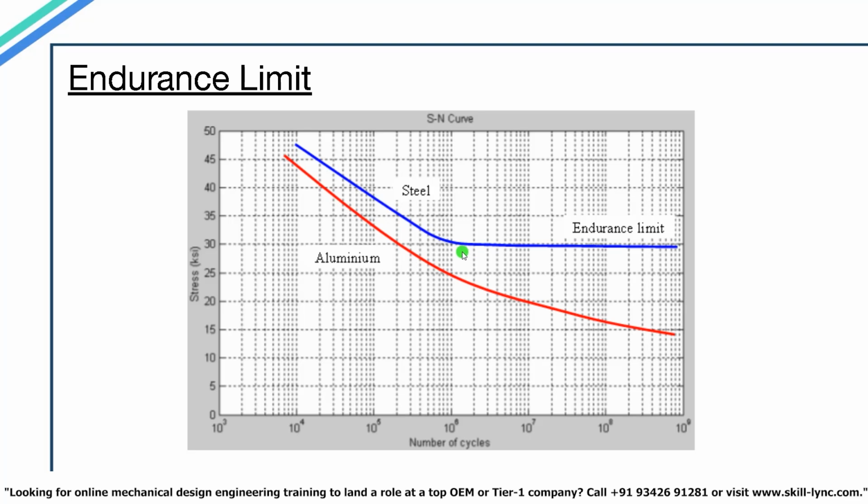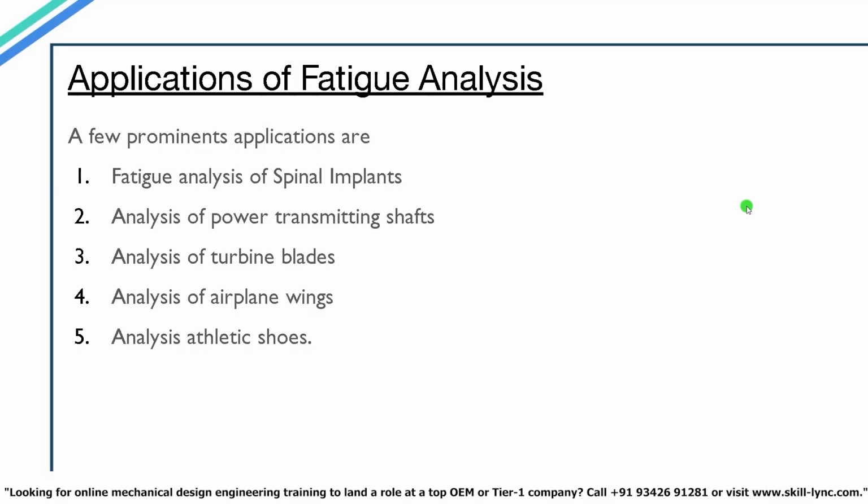So that means that at 30 ksi of stress value, steel can theoretically endure an almost infinite number of life cycles, and this is called the endurance limit. Now that we've had a brief discussion on fatigue failure, fatigue damage, and fatigue analysis, it is important that you also know a few applications of fatigue analysis.